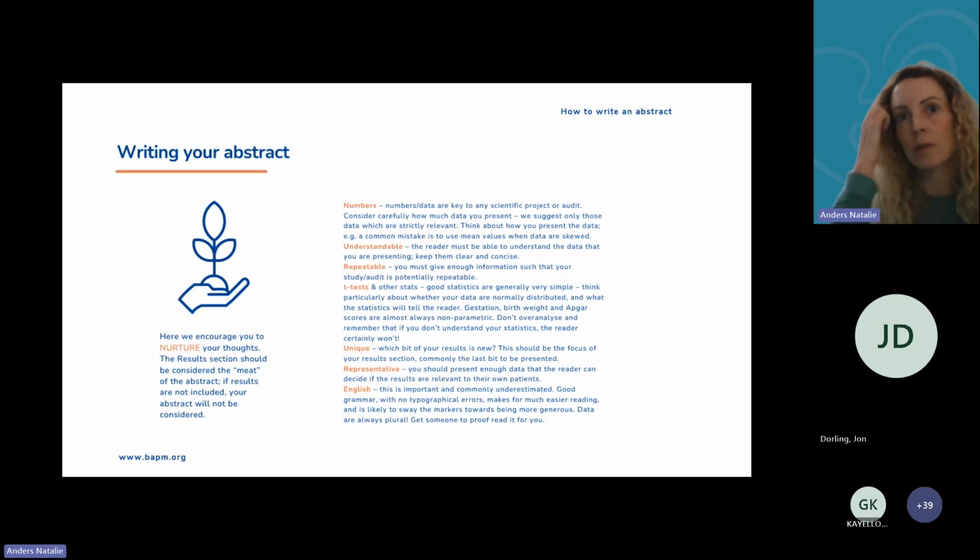You need to think about how you present the data and make sure it's in a readable format for who you're presenting it to. A common mistake is to use mean values when data is skewed. So again, just make sure that it's relevant and we can easily read the data. It needs to be understandable. The reader must be able to understand the data that you're presenting, so make sure it's clear and concise. Repeatable: you must give enough information that your study or audit is potentially repeatable by other researchers or anyone that's got an interest in what you've done.